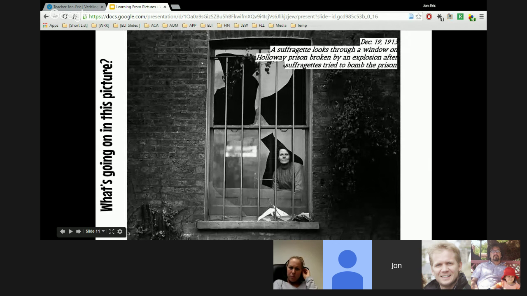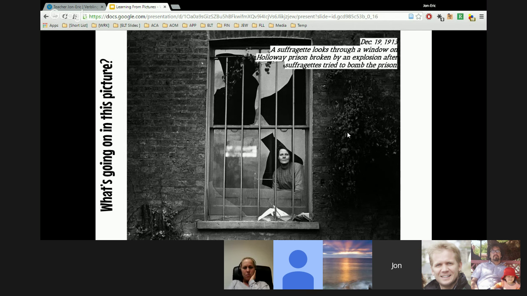Here's another picture. Roberto, can you read the caption for us? Yes, December 1930. A suffragette looked through a window on Holloway prison broken by an explosion after suffragettes tried to bomb the prison. Think about that for a second. Who bombed the prison? Roberto? Suffragettes. So men or women? Women. Women in 1913 blew up a prison. Go women!